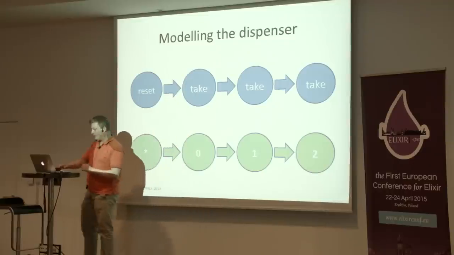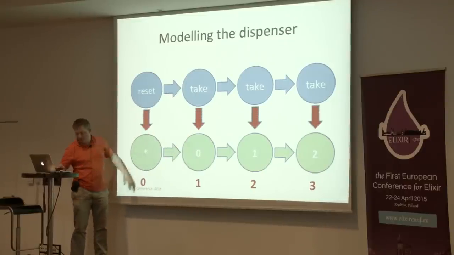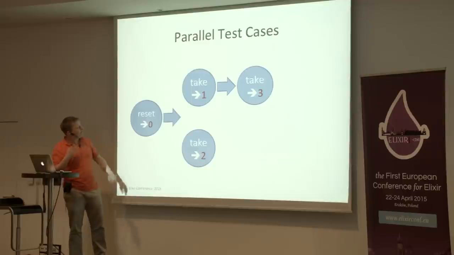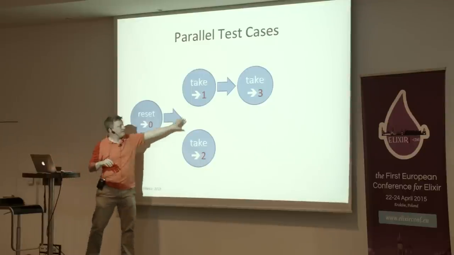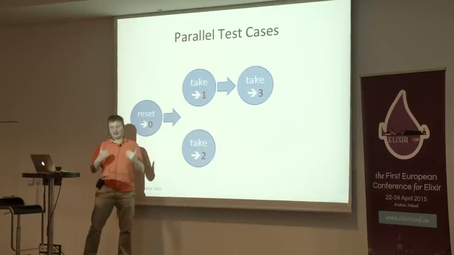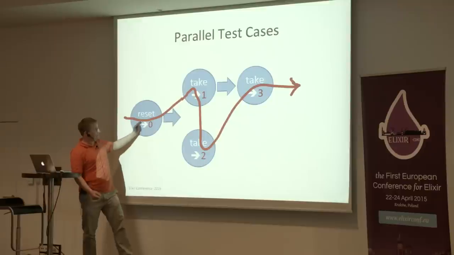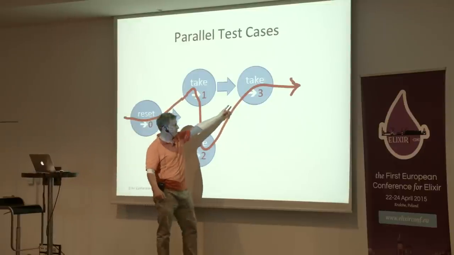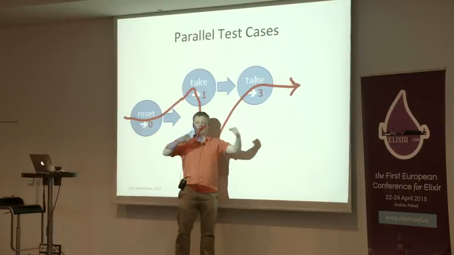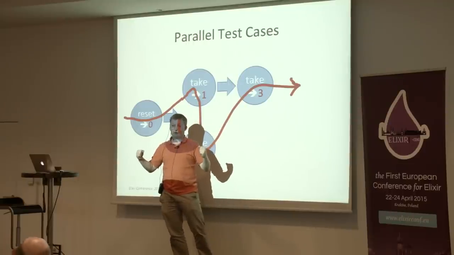So you have your model already, and you can check the real implementation against the model. So what happens if you now get parallelism? Well, the only thing you have to do is compare the parallel sequence against your model. And the only thing that QuickCheck has to do is to say, is there a possible path through the events such that if you order the events in that way, it's explainable by my model?